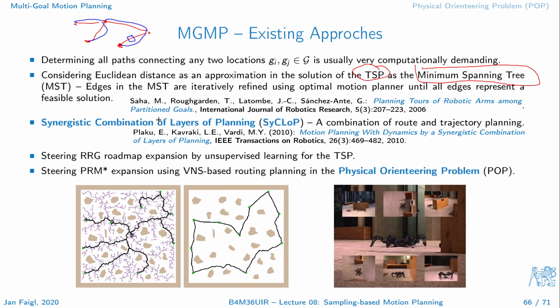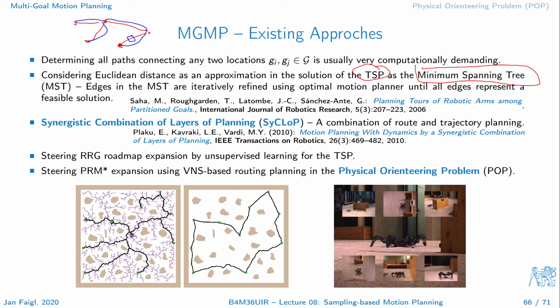The other approach, Cyclops, is a synergistic combination of layers of planning. We can consider that the roadmap planning is on one layer, a relatively sparse roadmap with the goals, and we update the cost of the edges connecting them using the trajectory planning.